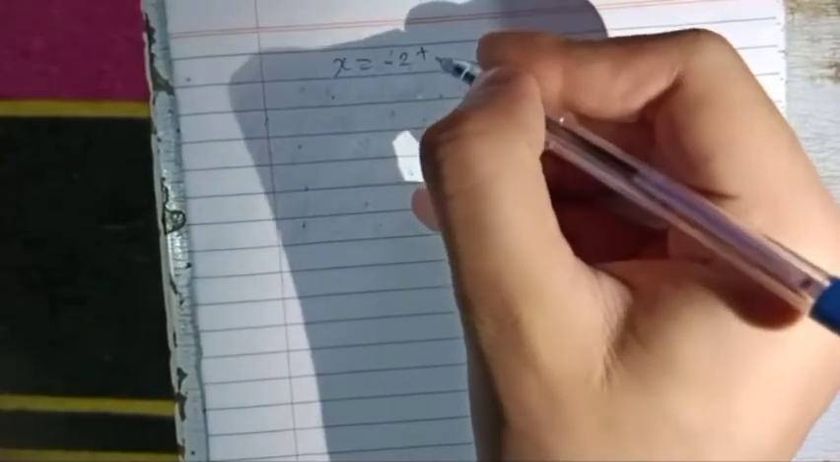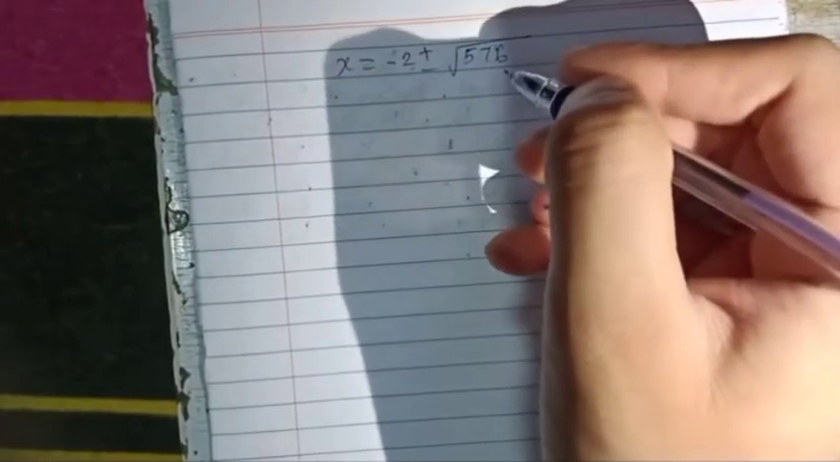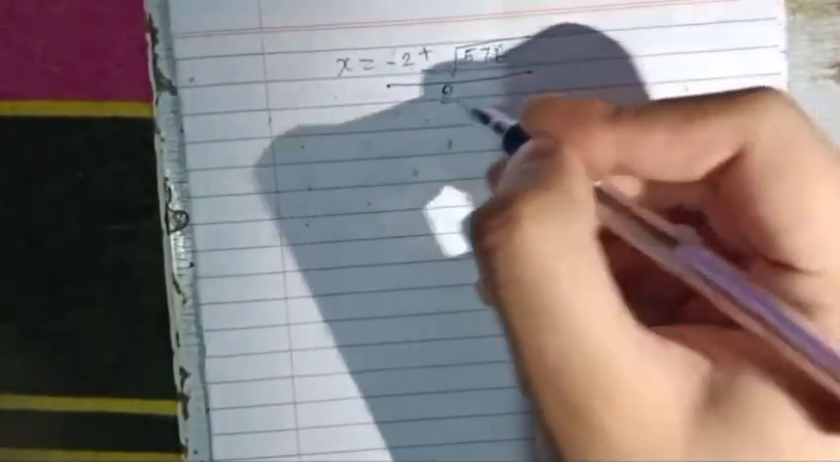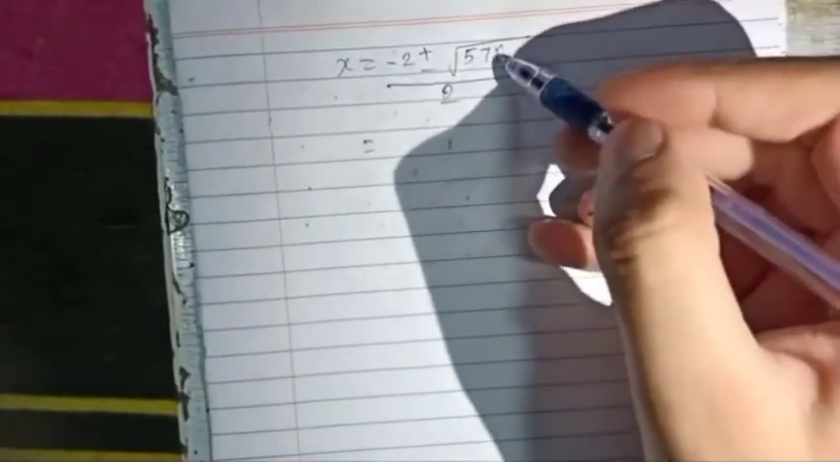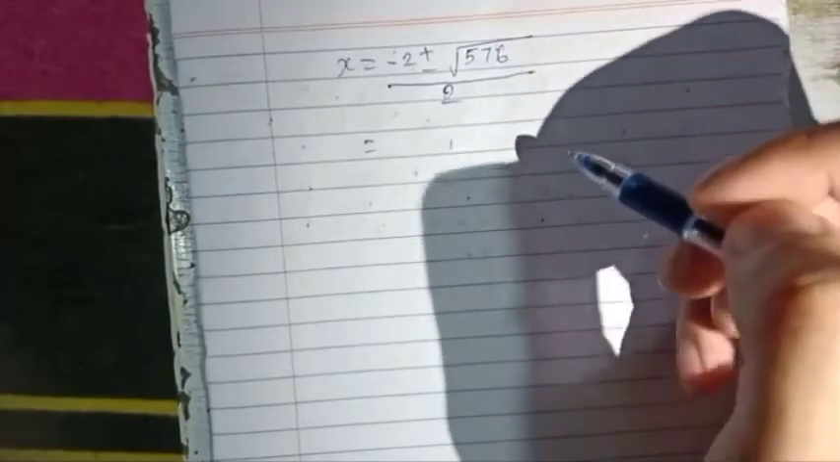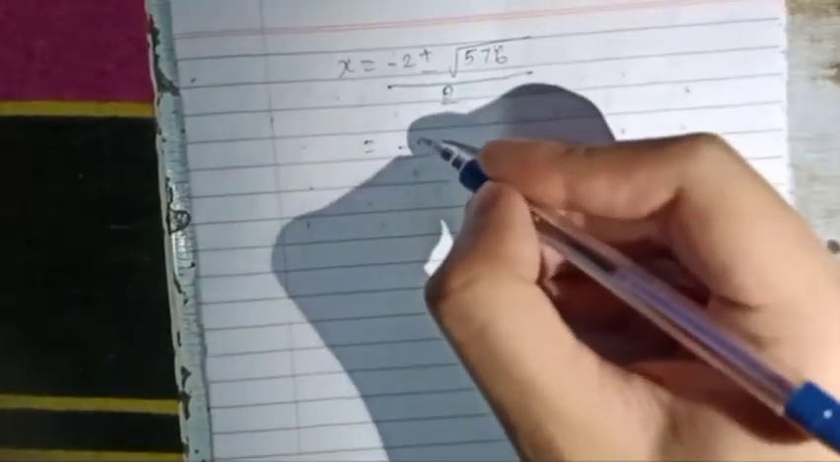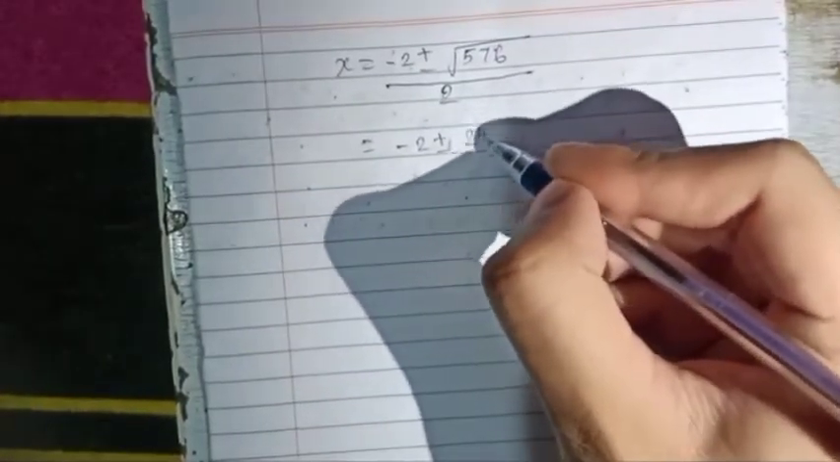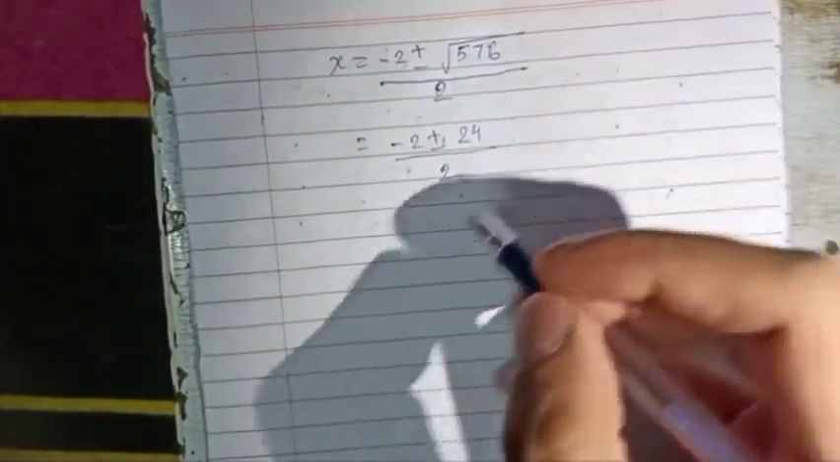So the value of x will become x is equal to minus 2 plus minus under root 576, whole divided by 2a, so whole divided by 2. The square root of 576 is 24. So it will become minus 2 plus minus 24, whole divided by 2. Now two cases will arise here.